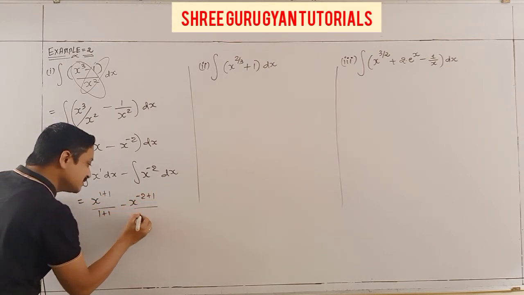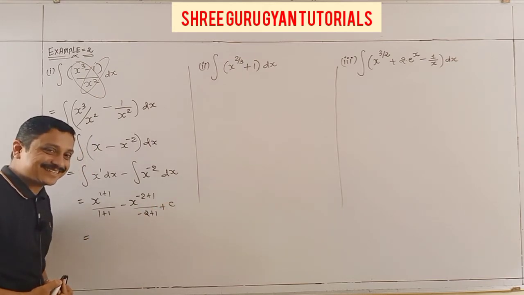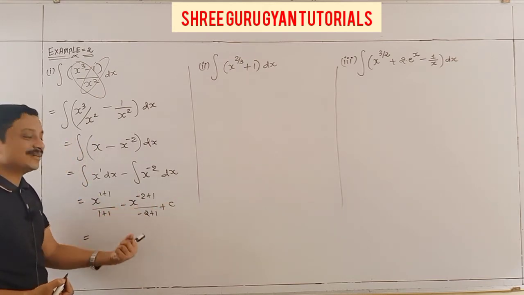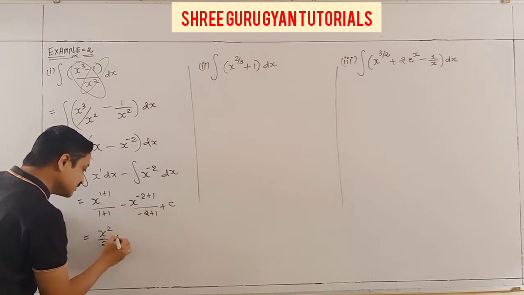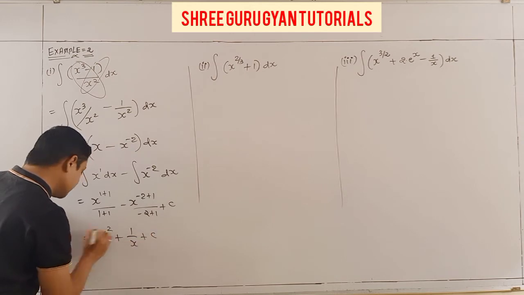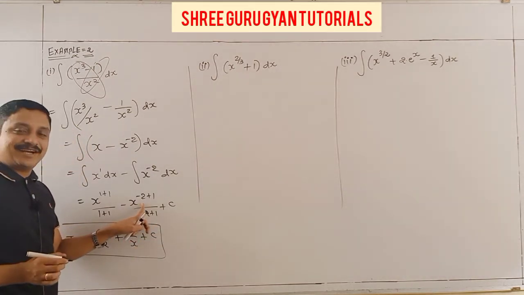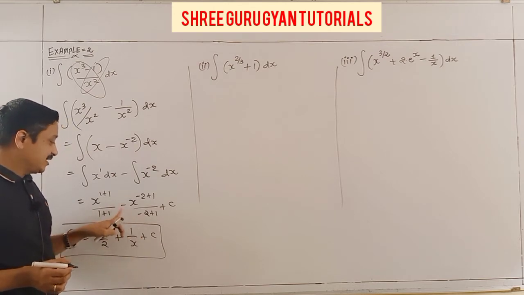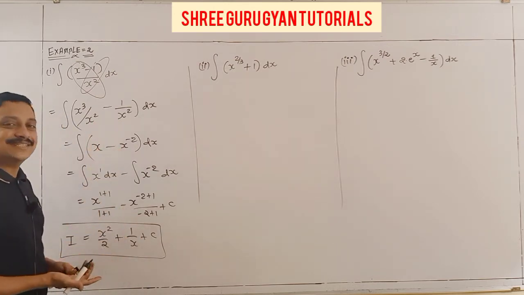Same here, students, and easily you can create your answer. So this answer is x square by 2 and here it will be minus x raised to minus 1 by minus 1, so minus minus plus 1 by x plus c, and that is your answer, students. Here x to the minus 1, I am taking 1 upon x, and this minus 1 and this minus make plus 1, and happily, students, here it is done.